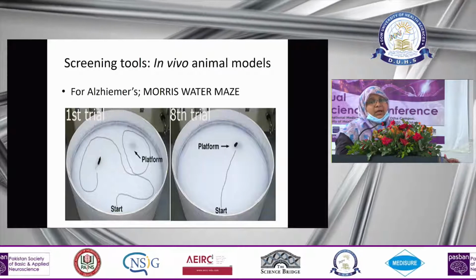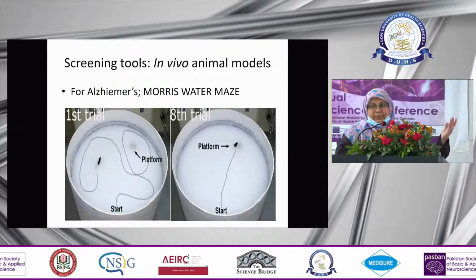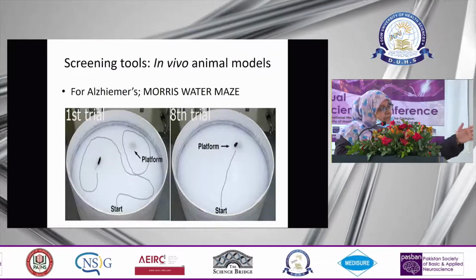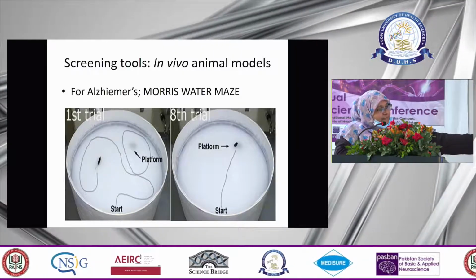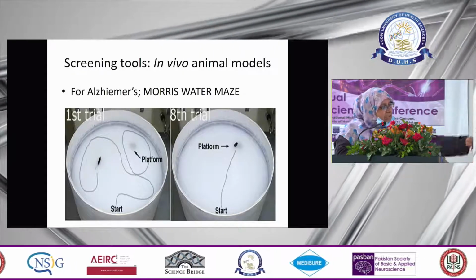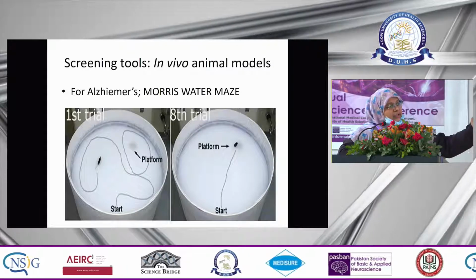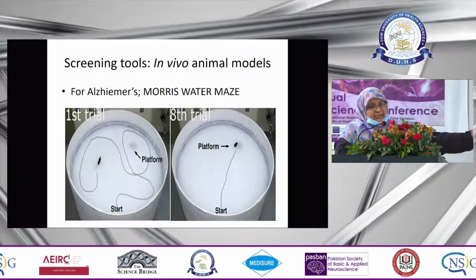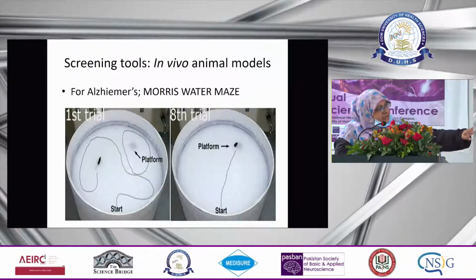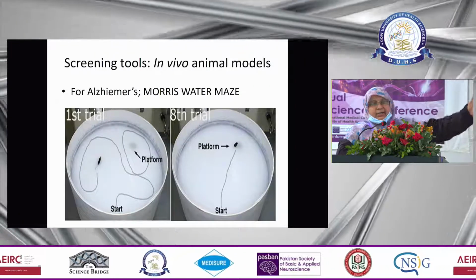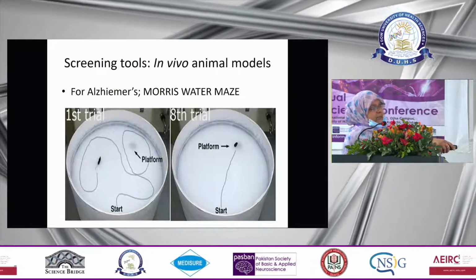This is the last one. Many apparatuses are there, but for Alzheimer's disease, you can clearly see that in the first trial, the animal would be wandering here and there, and it would take a longer time to reach the platform. And ultimately on the 8th trial, it would go directly to the target platform.